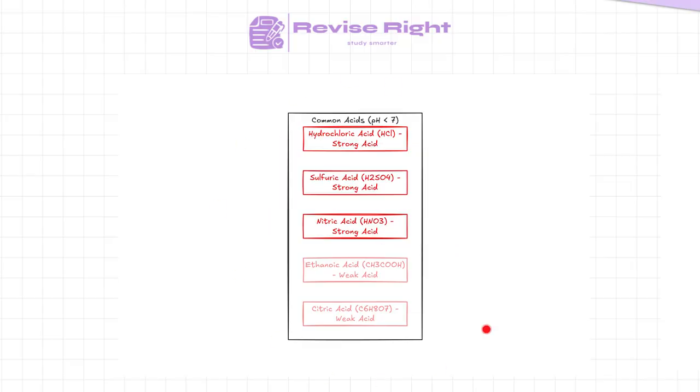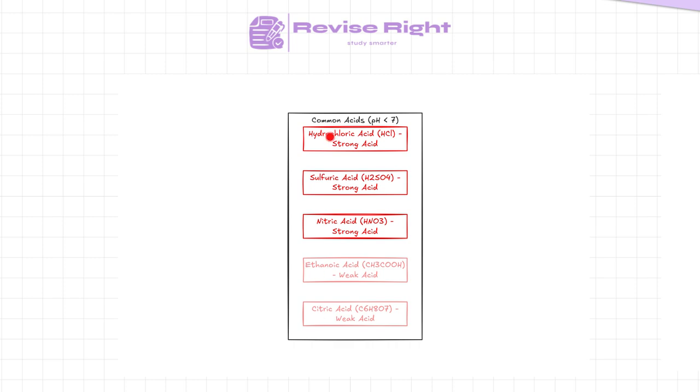What we've done here is we have just got a really nice diagram detailing some common acids. Now, why we're saying common acids is as these are common for your GCSE exam. So in your GCSE exam, expect to see the following: hydrochloric acid, sulfuric acid, nitric acid, ethanoic acid, and citric acid.